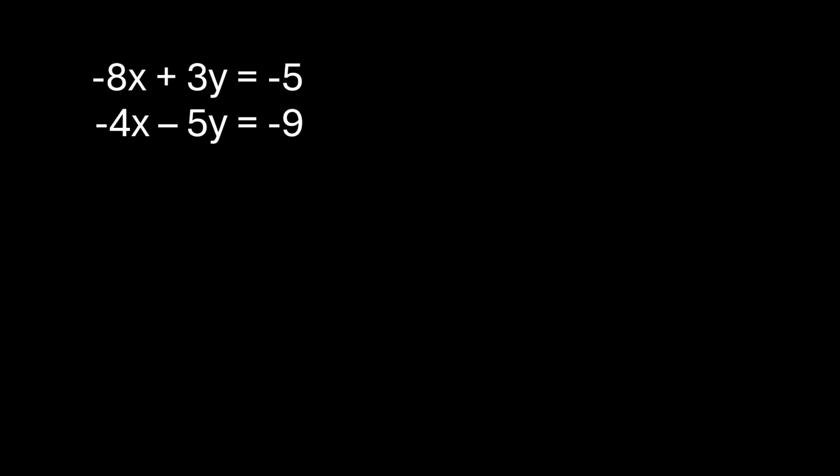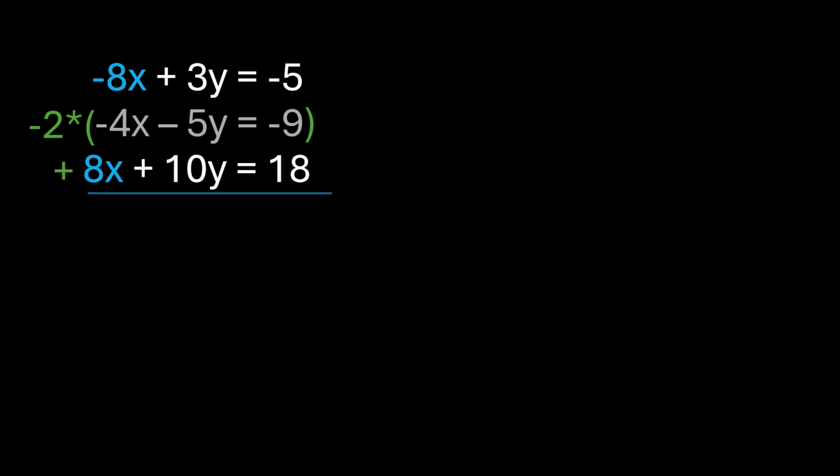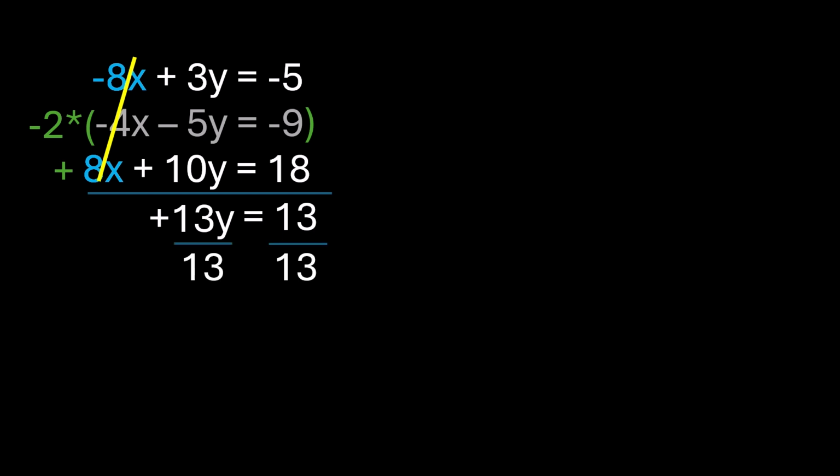Ooh, things just got trickier. I need to create a situation where I have opposite coefficients, either in front of the x or the y. So I need to think about what could possibly make that happen. Well, if I multiply that second equation by -2, I would have 8x plus 10y equals 18. So I'm multiplying that -2 times each thing in the parentheses there. And now if you look at my top equation and the bottom one, my -8x and my positive 8x will cancel out. So if I'm adding the top and bottom together, I get 13y equals 13. I'm going to divide both sides by 13, and that's going to give me y is equal to 1.